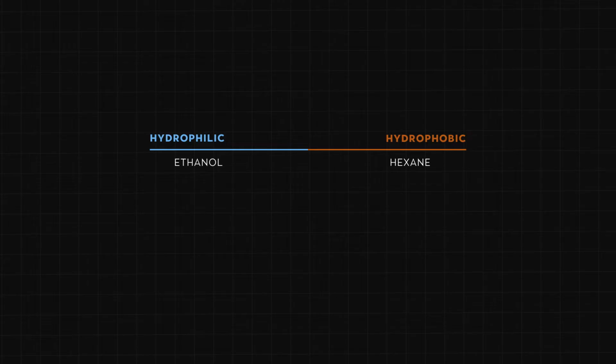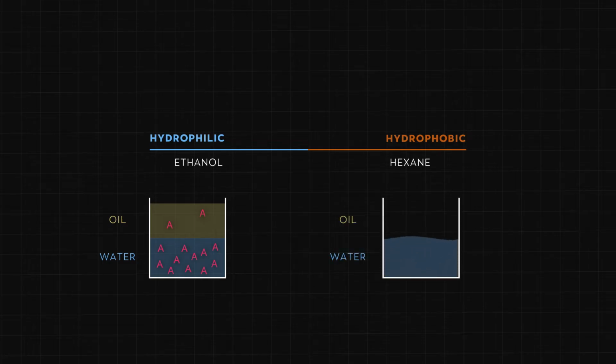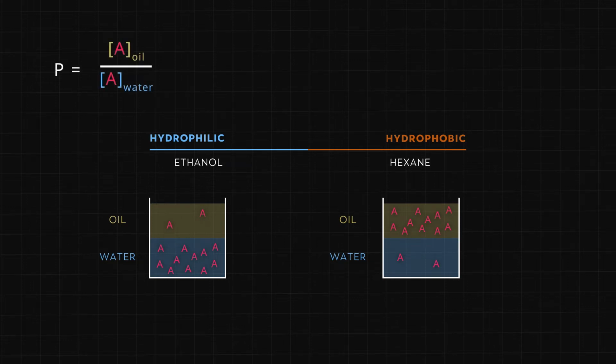The experiment we use to locate molecules on this spectrum is pretty intuitive. We add the compound to a mixture of oil and water and measure how it partitions between these layers. If the molecule resides primarily in the water layer, it is hydrophilic. If it resides in the oil layer, it is hydrophobic. We can get more quantitative by introducing P, the ratio of the concentration in oil to that in water.